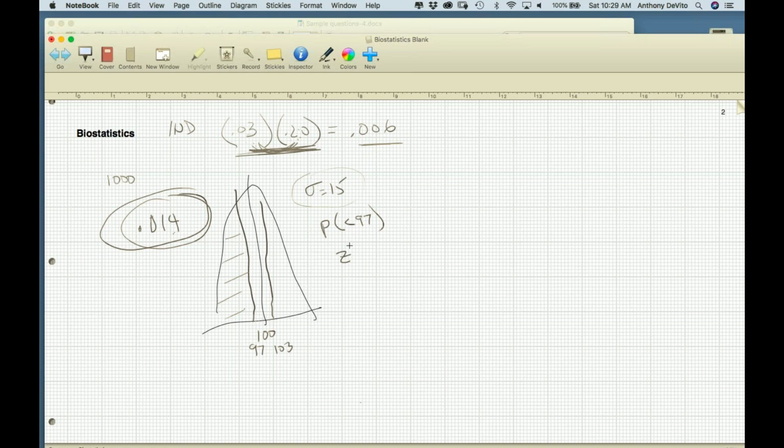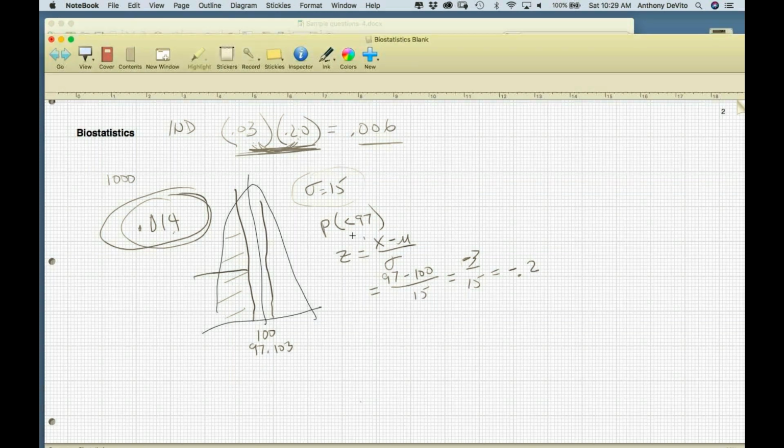So let's see. The z-score is going to be equal to the value we're interested in, we call that x, minus the mean over the standard deviation. So what is that equal to? The value we're interested in is 97 minus 100 over the standard deviation, which happens to be 15. Well, that's minus 3 over 15, which is negative 0.2. Am I right about that? Yes, right? So we have a z-score of negative 0.2. Now we go to our z-table to determine the area to the left of 97, in other words, less than 97.